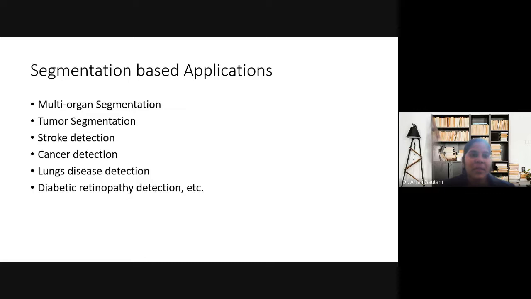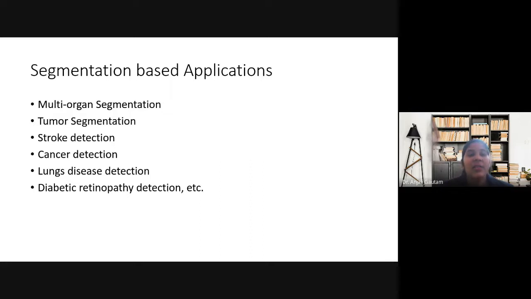Now next is the segmentation based application. As we have seen different deep learning models, what are the applications related to segmentation? Applications can be multi-organ segmentation. For example, someone has taken the problem in the stomach. They will take the CT scan or MRI scan of the full stomach region. In that case, if you want to find out which organs are related to the stomach, such as the liver, it has an advantage.